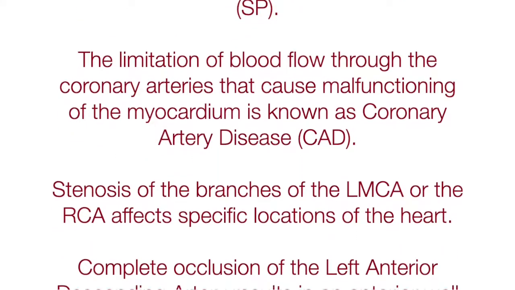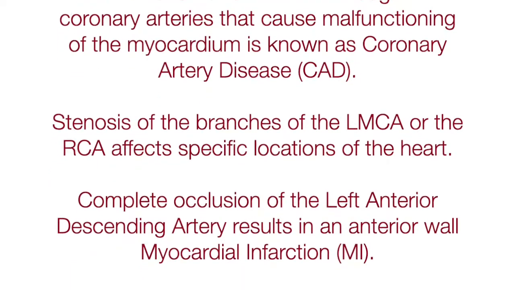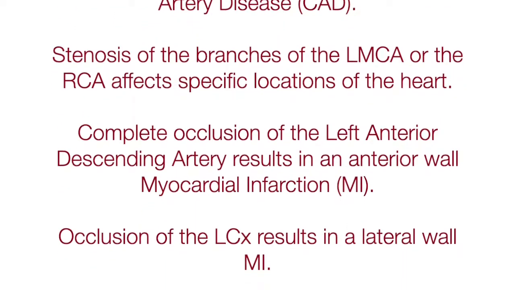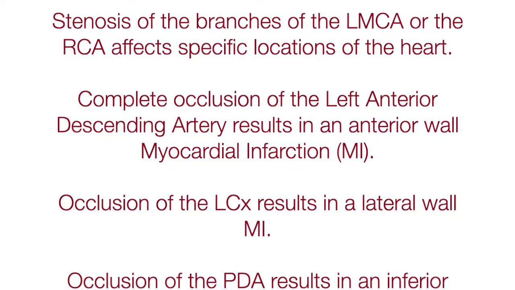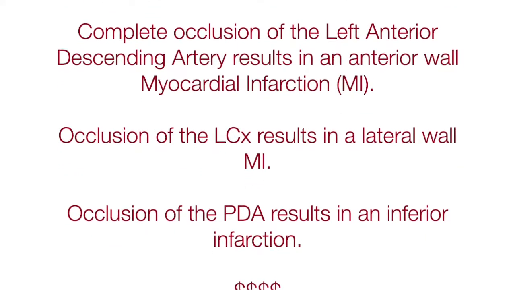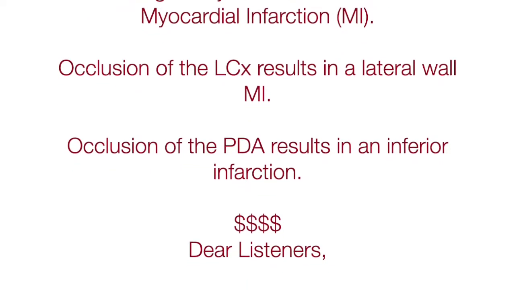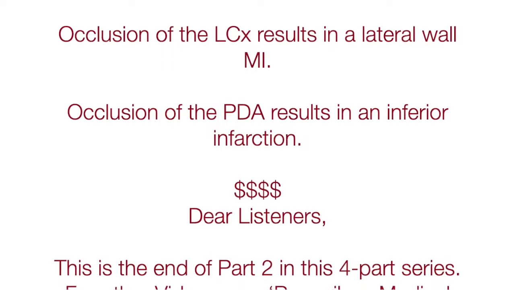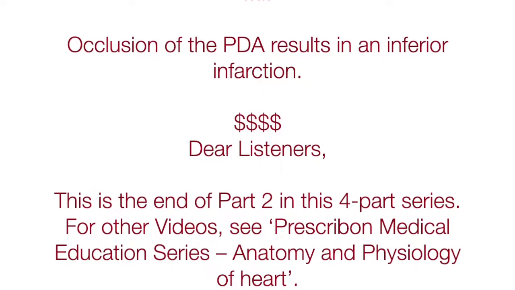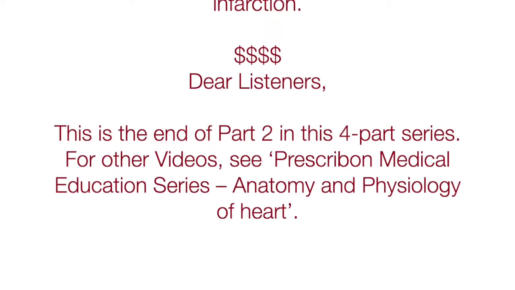The limitation of blood flow through the coronary arteries that causes malfunctioning of the myocardium is known as coronary artery disease, CAD. Stenosis of the branches of the LMCA or the RCA affects specific locations of the heart. Complete occlusion of the left anterior descending artery results in an anterior wall myocardial infarction. Occlusion of the left circumflex results in a lateral wall MI. Occlusion of the posterior descending artery results in an inferior infarction.